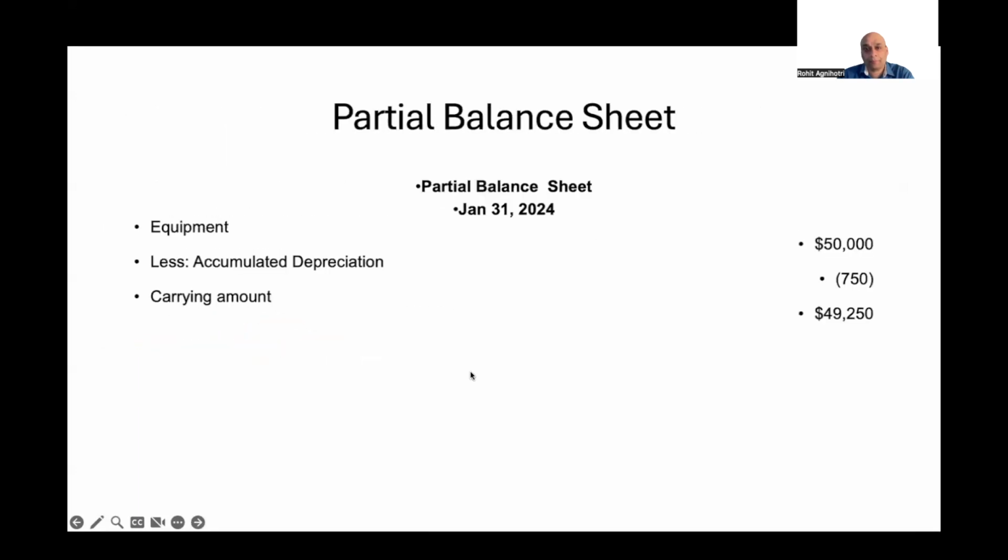Now, if you were to open your partial balance sheet, obviously this is not the whole balance sheet, but if you open the partial balance sheet only looking at the account that you want to look at, in this case the equipment, it is going to look like this on January 31st. You will see the equipment is still at $50,000, but your accumulated depreciation has a credit balance of 750. Your carrying amount becomes $49,250. This is your carrying amount. This is the amount at which you are carrying this asset.